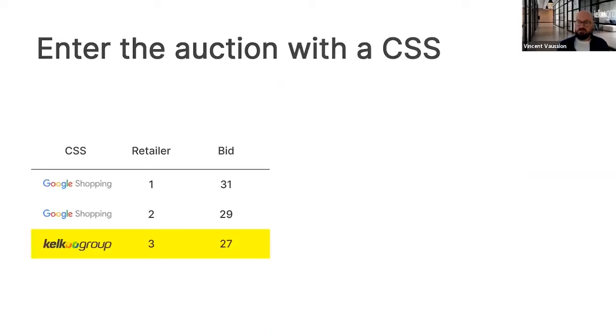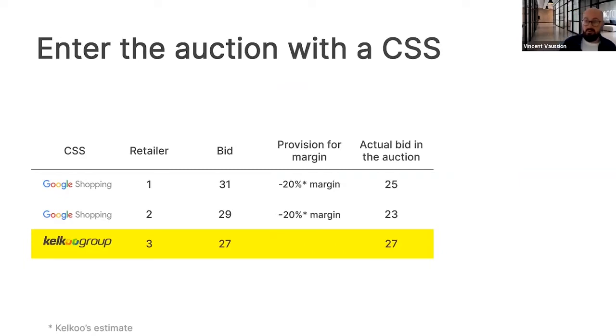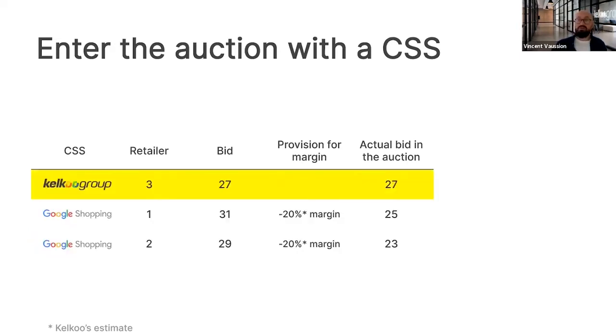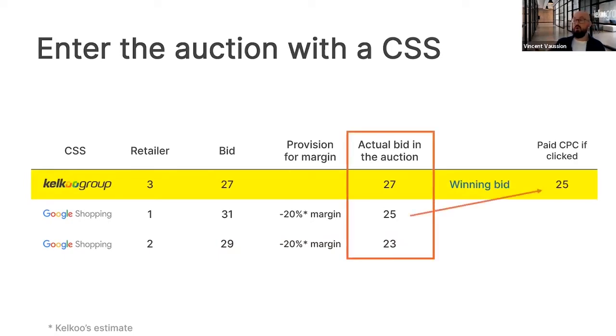So let's go back to the auction and introduce this little change: retailers 1 and 2 are working with Google Shopping, and retailer 3 is working with Kelkoo. What is happening then is that the 31 bid with Google Shopping becomes 25, because 20% of 31 is 6.2, so let's round it to 25. And 29 becomes 23. However, the third bid, 27, remains unchanged. So the bid with Kelkoo will go up the ladder and end up in the first position and win the auction. And then the same principle applies: if you get clicked, you will pay based on the second highest bid.